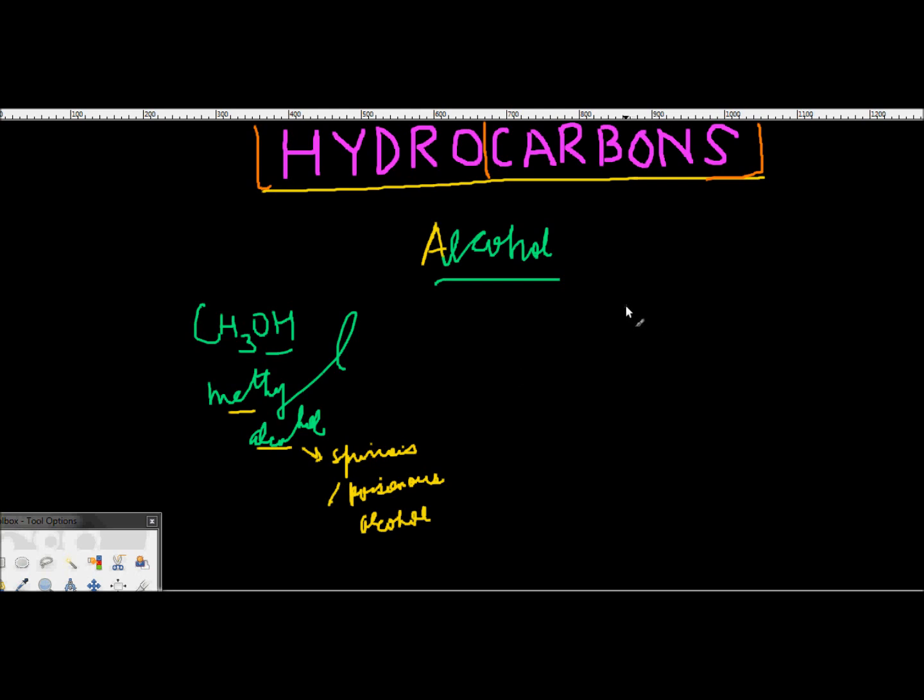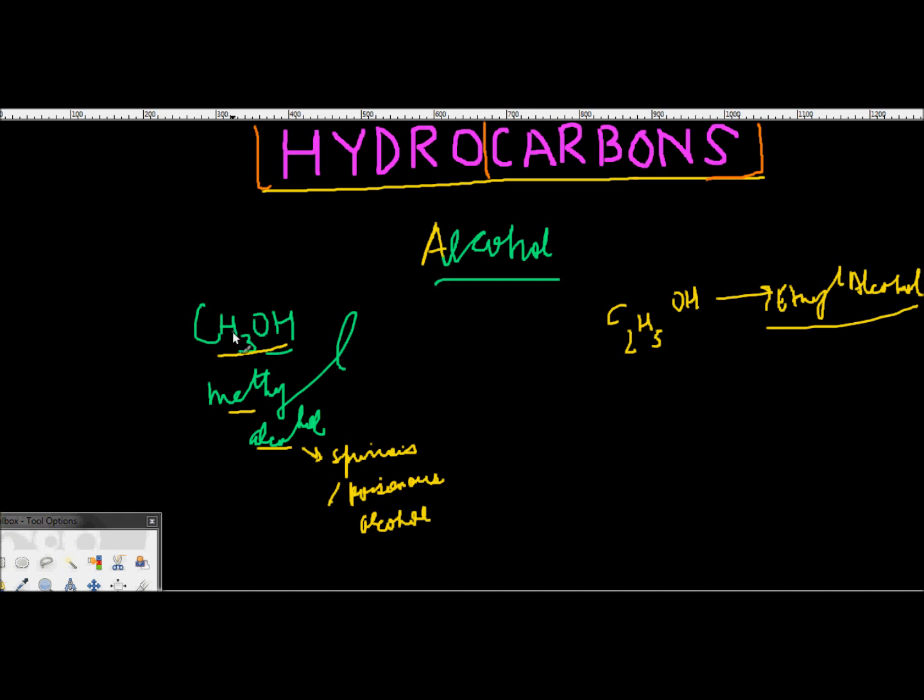So spurious or poisonous alcohol. The one that adults usually drink is the other one, which is C2H5OH. It's ethyl alcohol, and it's also known as ethanol. Ethanol is the IUPAC name, and IUPAC is nothing but the International Union of Pure and Applied Chemistry. So this is your ethyl alcohol, and this is your first one, which is CH3OH.